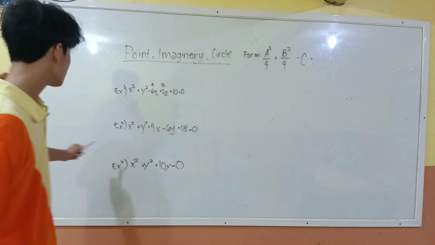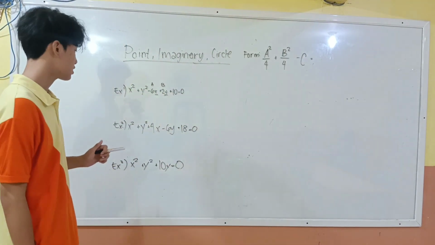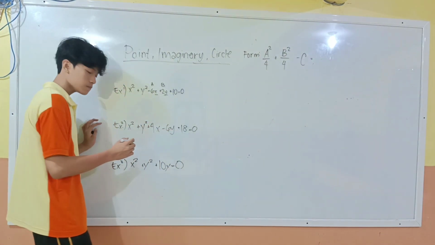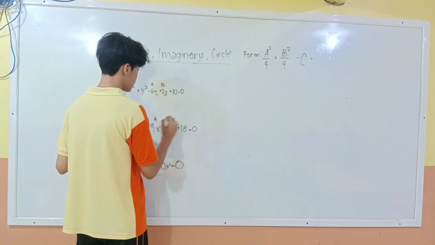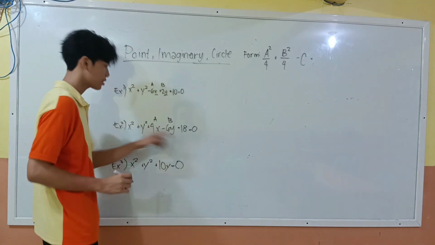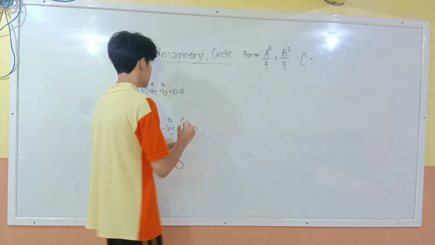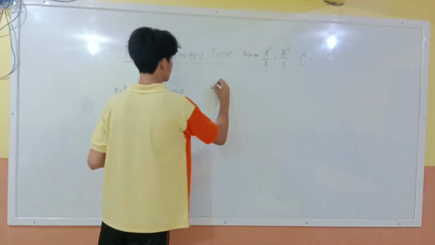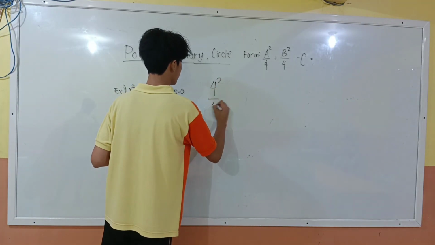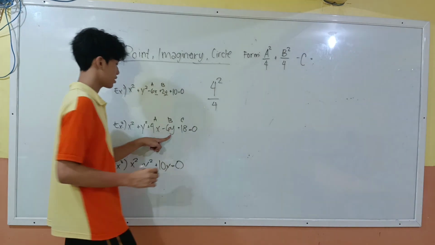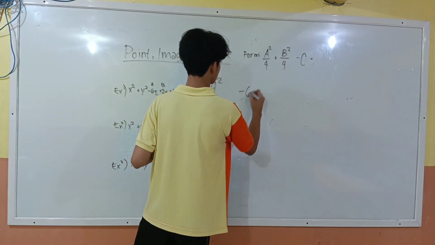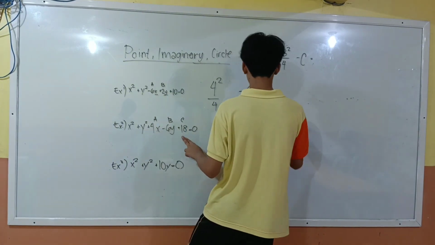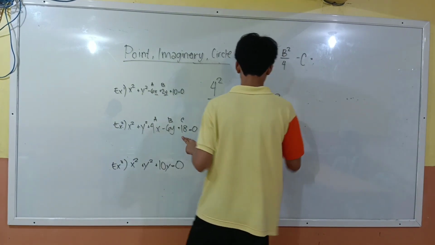We have x squared plus y squared plus 4x minus 6y plus 18. Again, this is our a, and this is our b. Then this is c, or our constant. So we replace the values, a squared or 4 squared over 4, and then negative 6 squared over 4. And then minus the constant, which is 18.